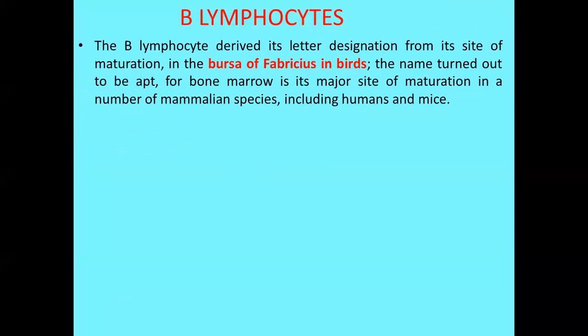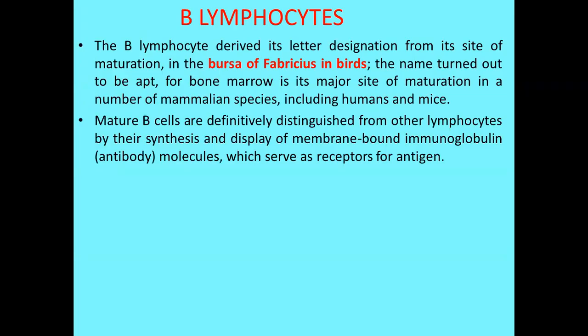The B lymphocyte was first identified in birds. In birds there is a place called the bursa of Fabricius, and that is where the B cell matures. In the same way, in humans and mice, B cells mature in the bone marrow. So B corresponds to three things: it may be derived from birds, observed in the bursa of Fabricius, or observed in the bone marrow. It is produced and matured in the bone marrow.